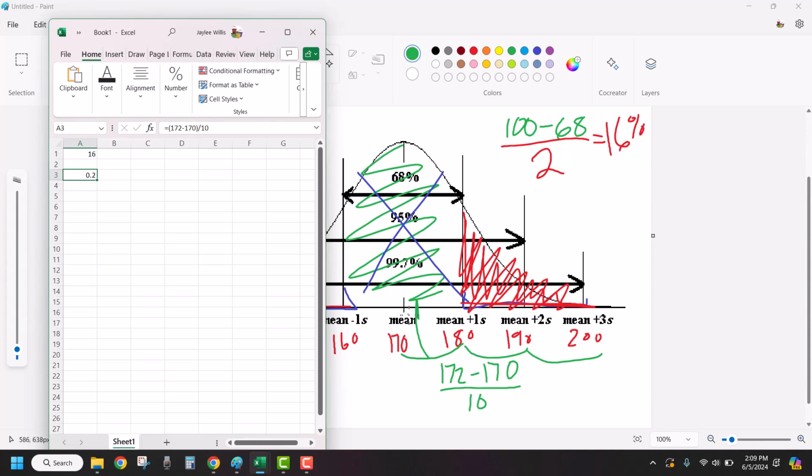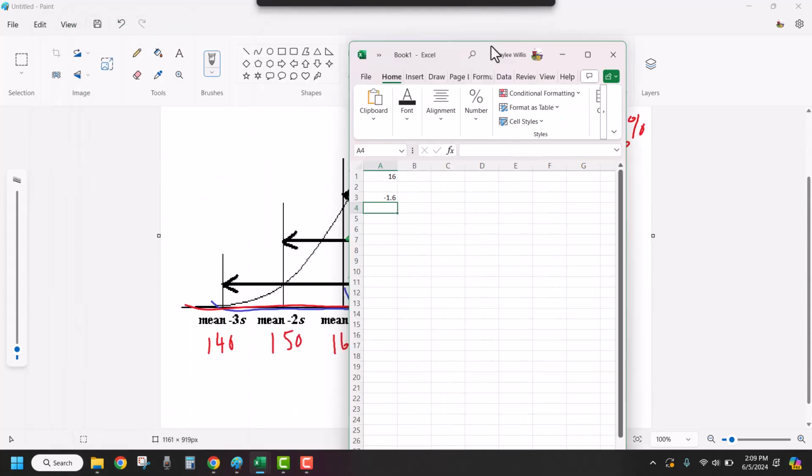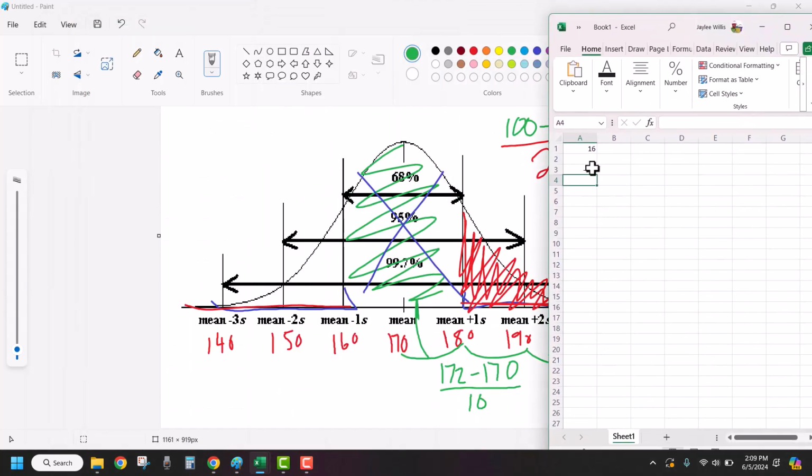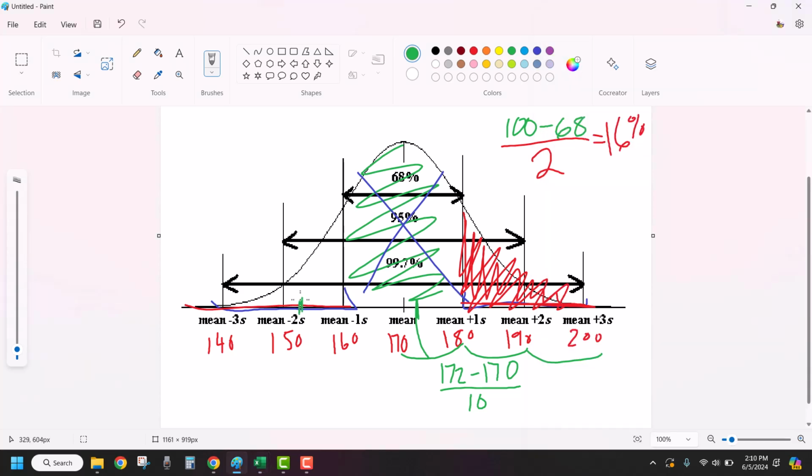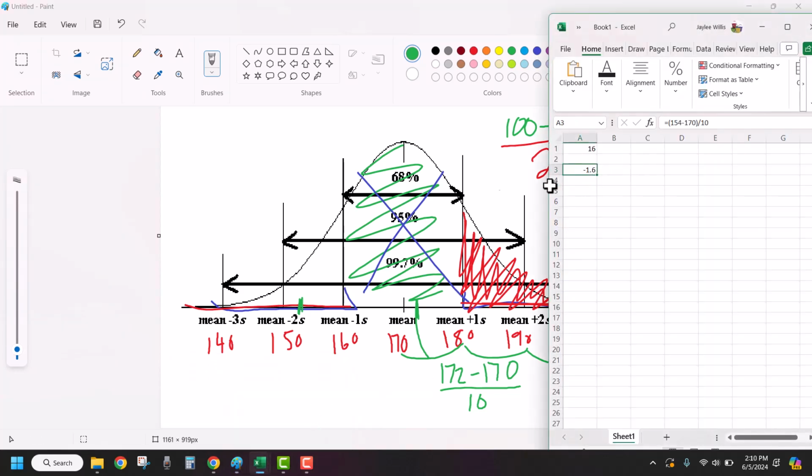And sometimes you can get negative values. For example, if you are looking at a woman who was 154 pounds, if you change that, you get a z-score of negative 1.6. And that makes sense because if she was, I forgot the number I made up, 154 pounds, she would be right here. And you can see that that's more than 1 standard deviation below the mean, but it's not quite 2 standard deviations below the mean. And so this calculation of negative 1.6 is saying that she's 1.6 standard deviations below the mean.